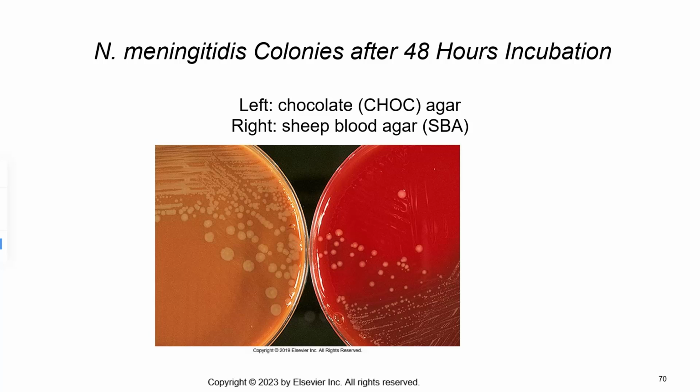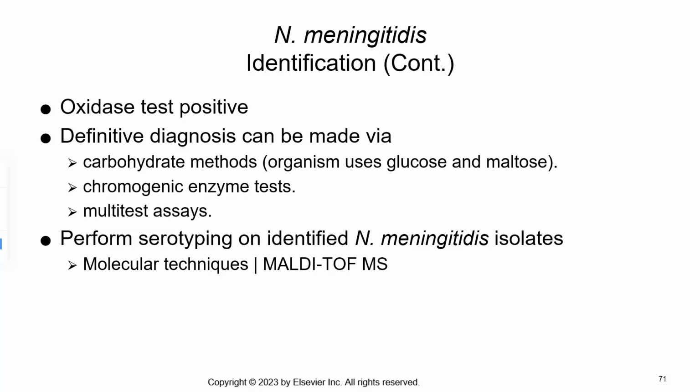So this is what it looks like on a chocolate agar plate on the left and a blood agar plate on the right. Oxidase positive. Definitive diagnosis can be made by carbohydrate methods, chromogenic enzyme tests, multi-test assays like the MicroScan panel, or the MALDI.